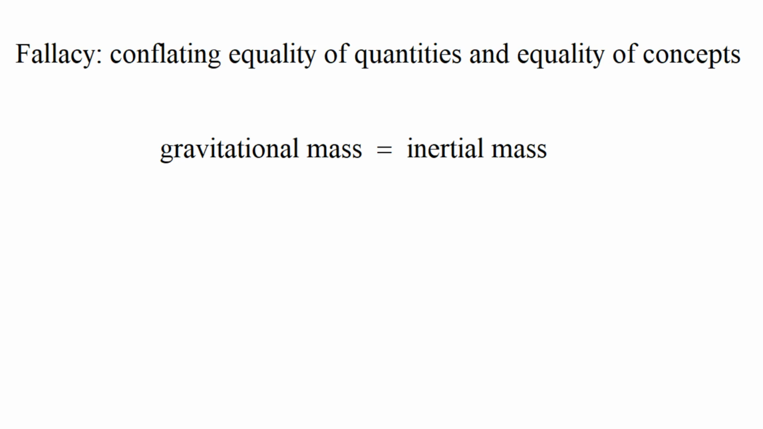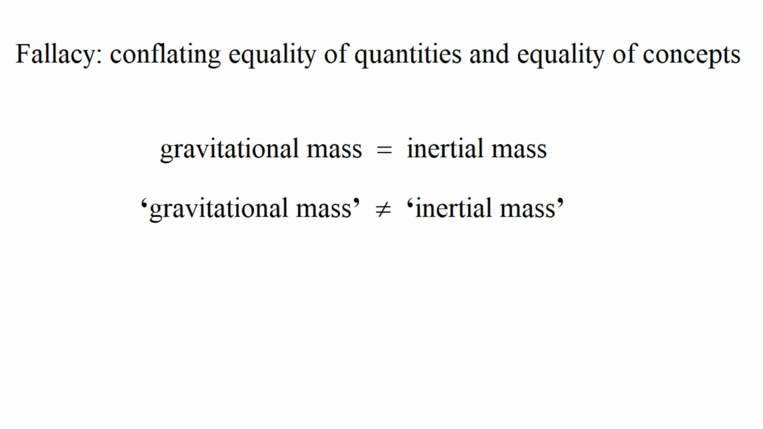And so, even though we have this principle that says that gravitational mass is equal to inertial mass, that doesn't mean that the concept of "gravitational mass", which I've represented here as the words gravitational mass inside inverted commas, right? It doesn't mean that the concept of gravitational mass is equal to the concept of inertial mass.